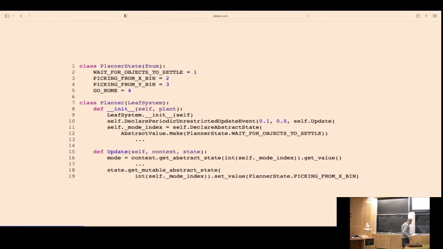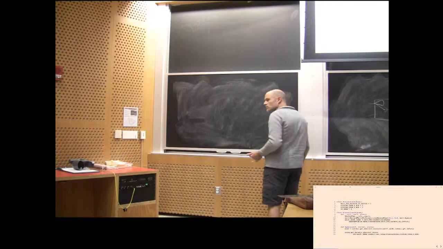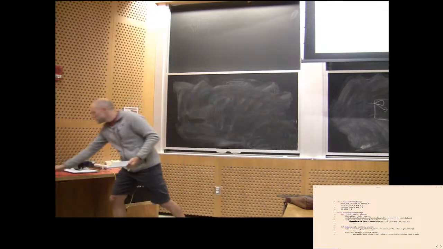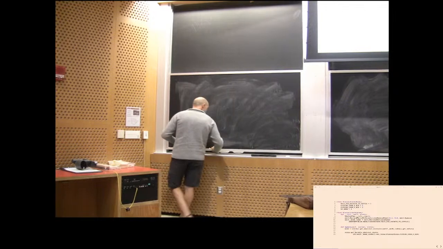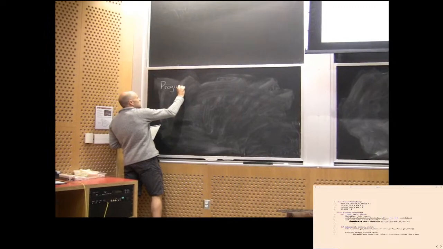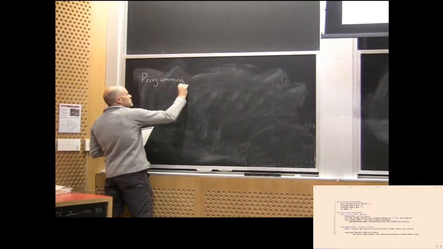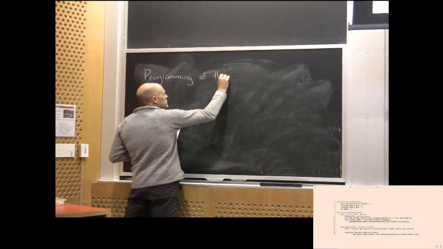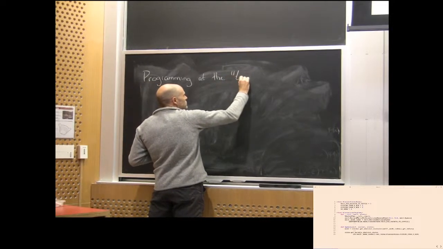Okay, so the way that I programmed that was with a state machine, which is the simplest type of programming at the task level. Okay, so I want to talk a bit about programming at the task level. That's what people often call it.